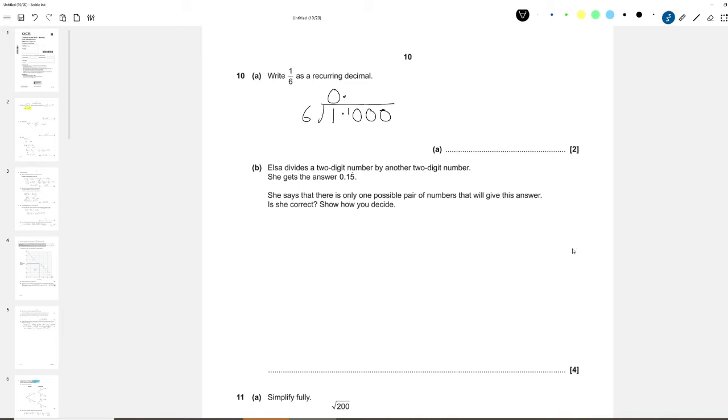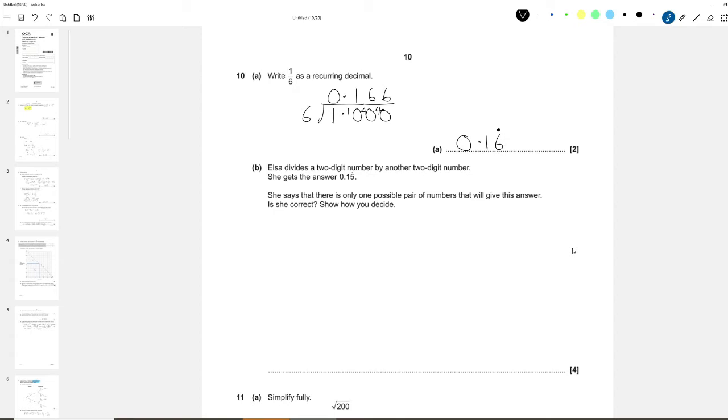And I see how many 6s go into 10, which is 1, remainder 4. How many 6s go into 40? It's 6, remainder 4. How many 6s go into 40? 6, remainder 4, and it keeps going on. So my answer would be 0.16 recurring with a dot above the 6 because that is the one recurring.